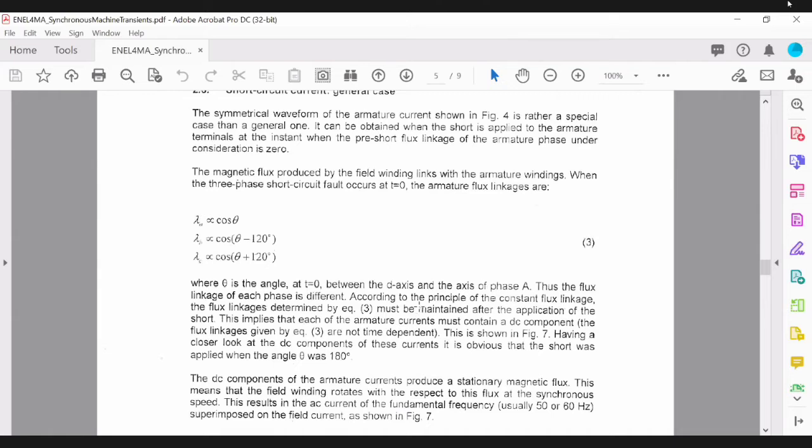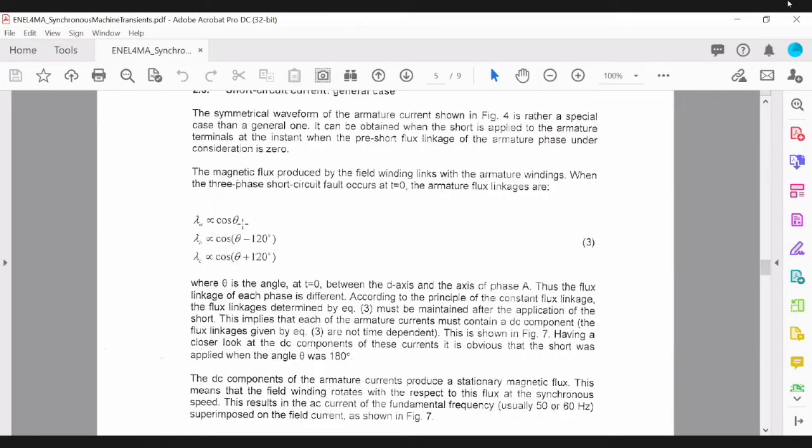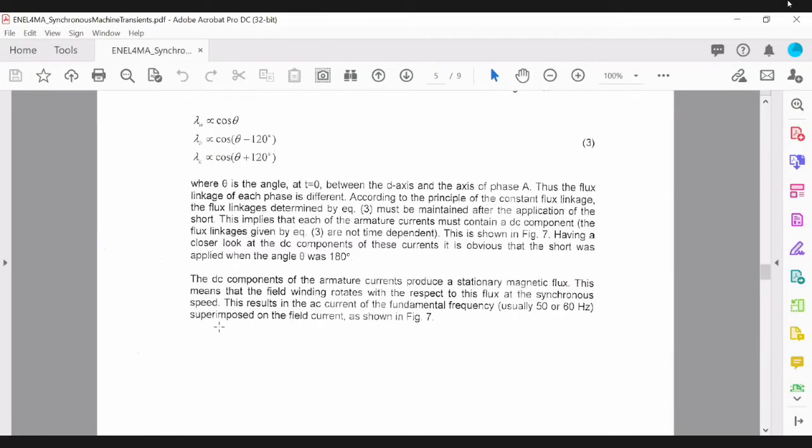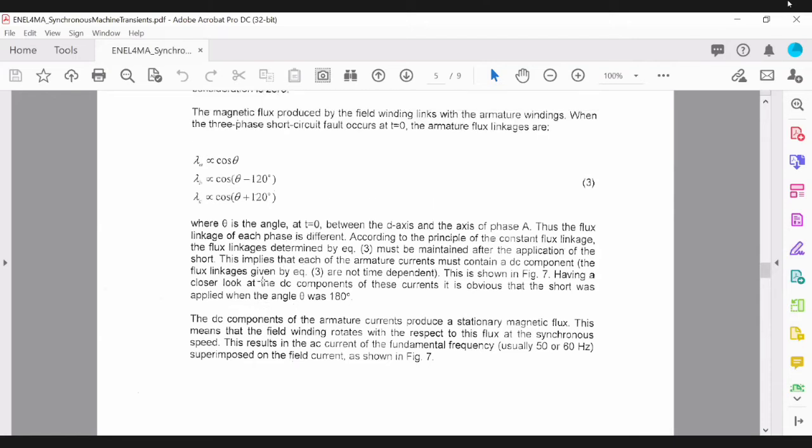So we're saying that the flux linkages in each phase is proportional to the cosine function, right? So obviously then the flux linkage of each phase is different at the time of the application of the short circuit to the machine.